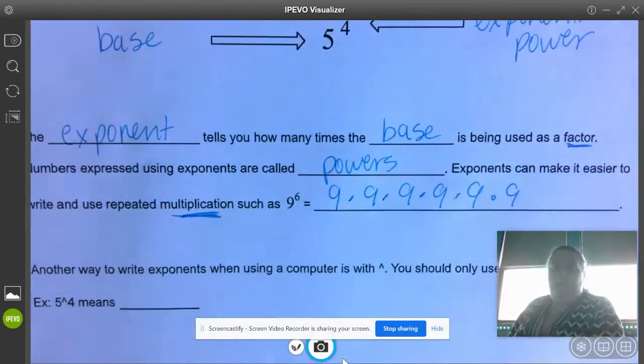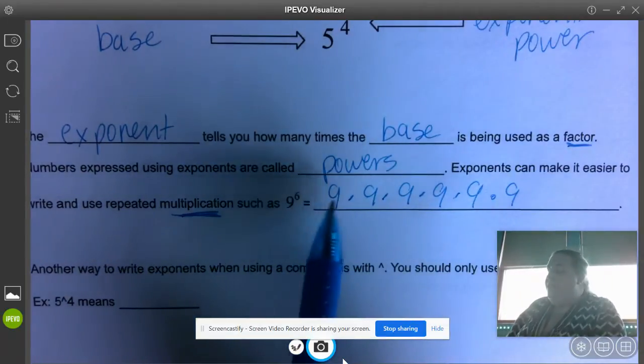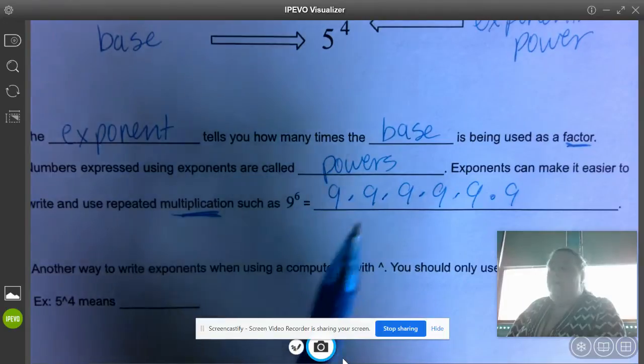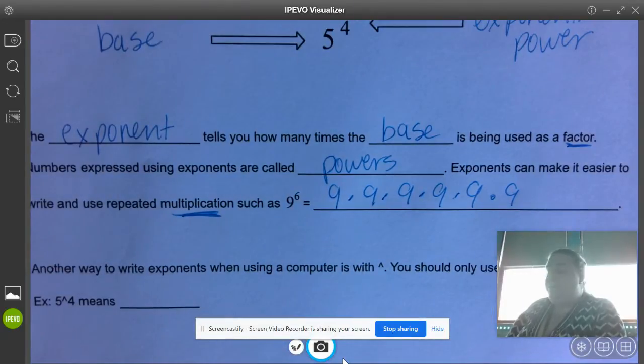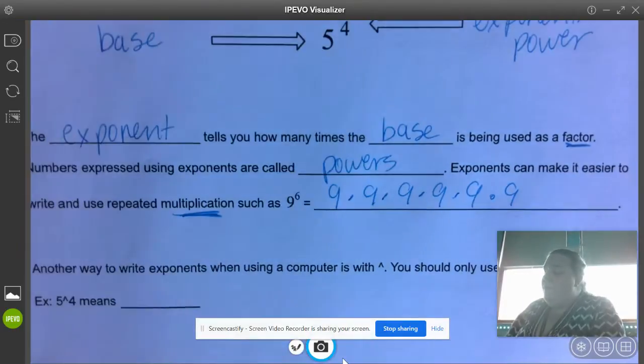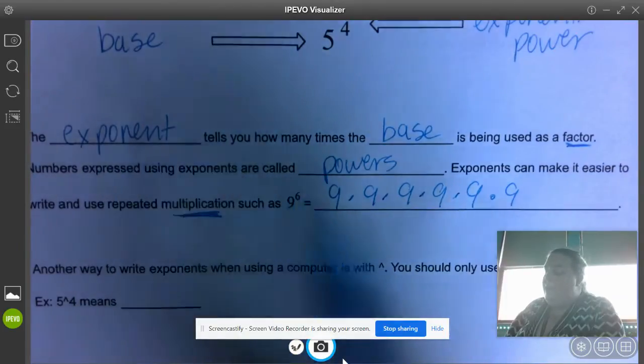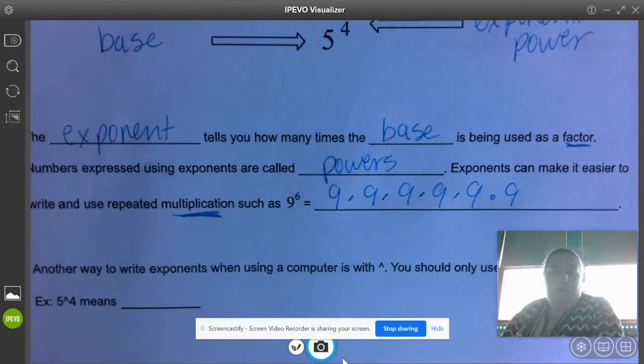That's not very efficient. So we can shorten that because I'm multiplying the number by itself, which we've seen with our perfect squares and perfect cubes. So we have our base 9 being multiplied 6 times. So we can just say 9 to the power of 6, and that tells whoever's looking at your math what's happening.